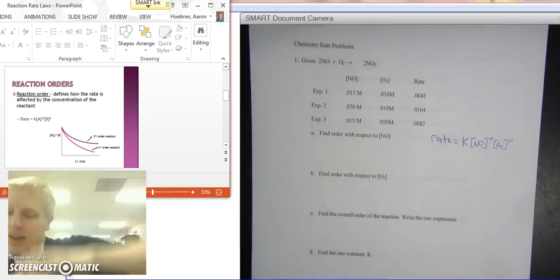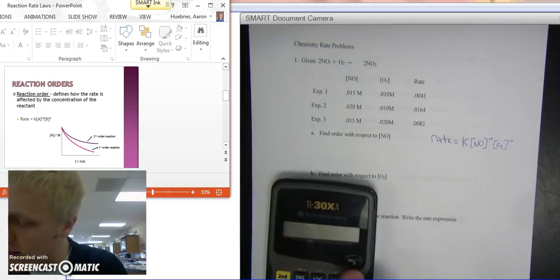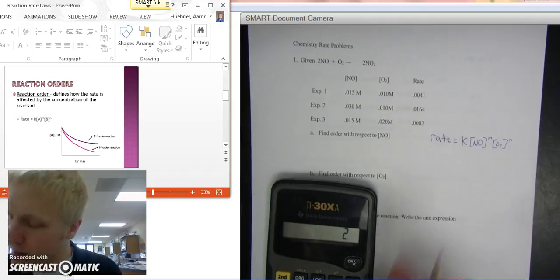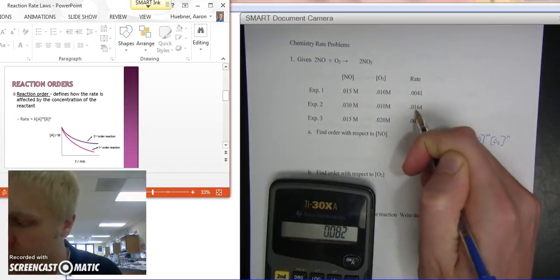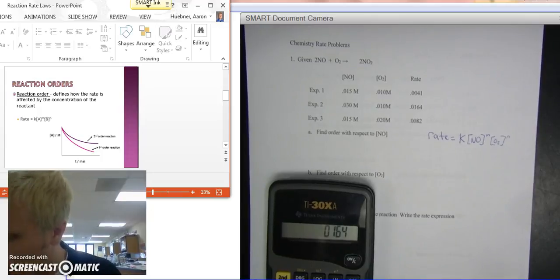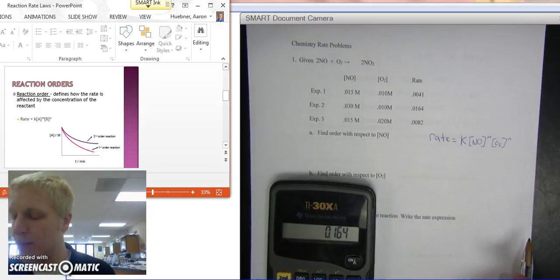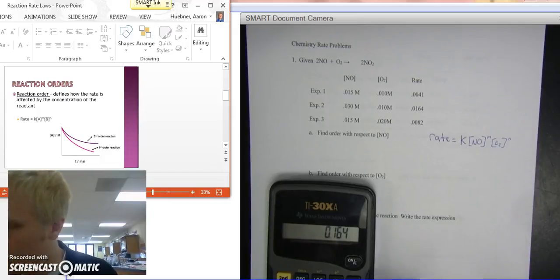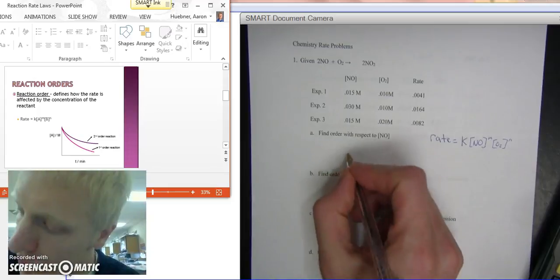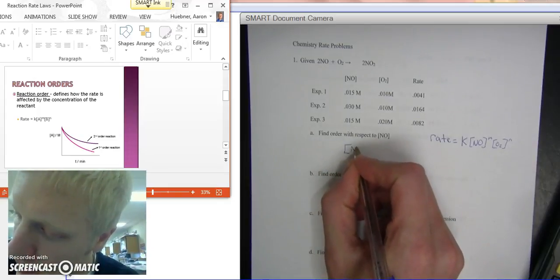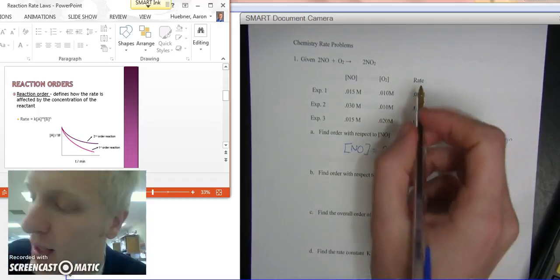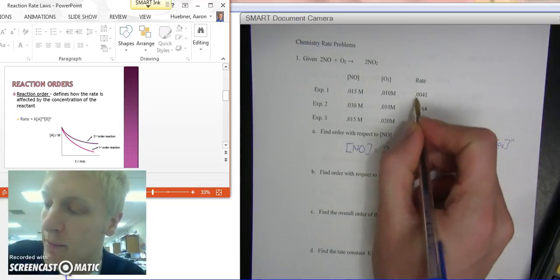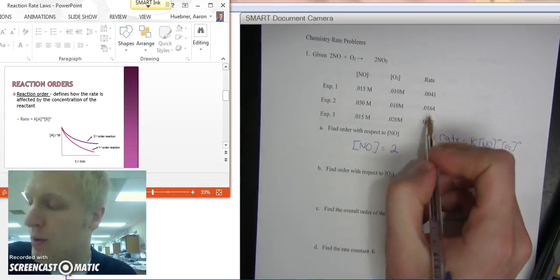Alright, so 0.0041 times 2. It doubled once. But I still haven't gotten to 0.0164, so I'm going to multiply it by 2 a second time. And now I have 0.0164. So my order for NO is 2, because it took two doublings to get from 0.0041 to 0.0164.